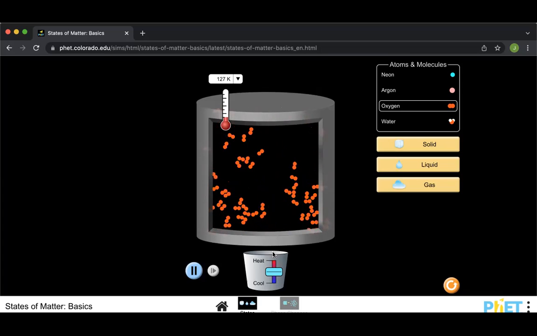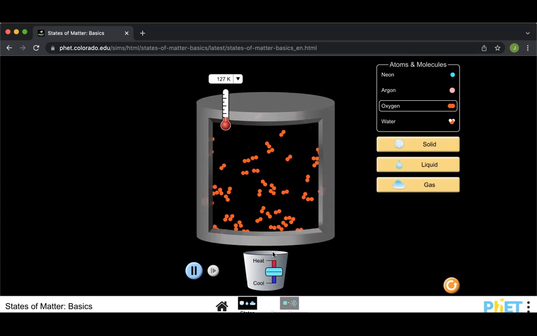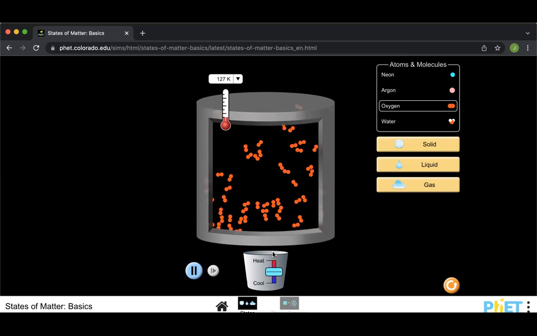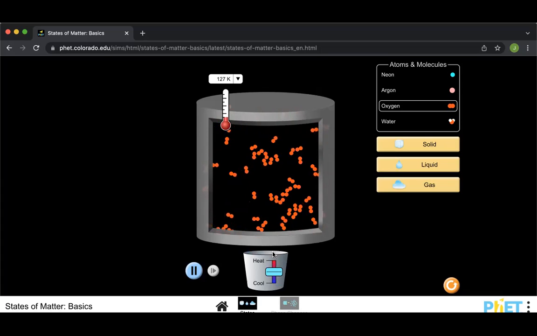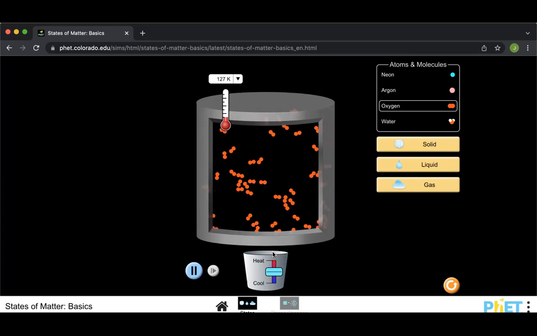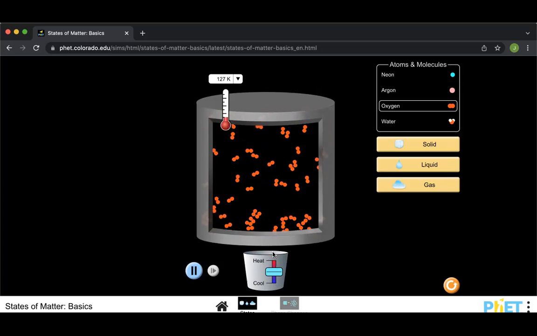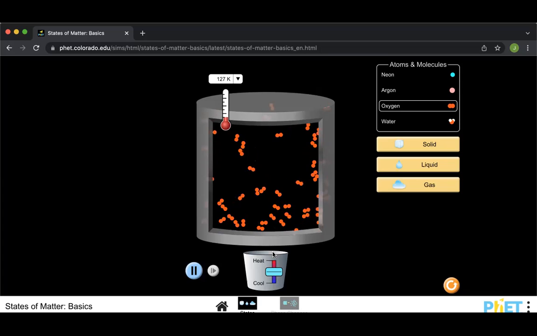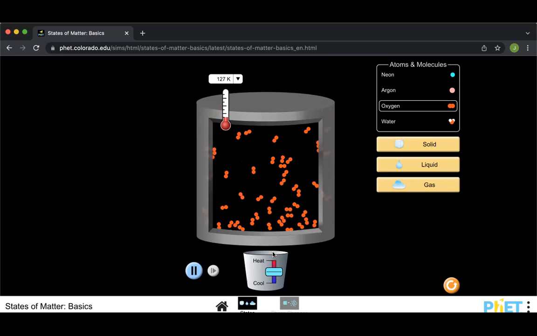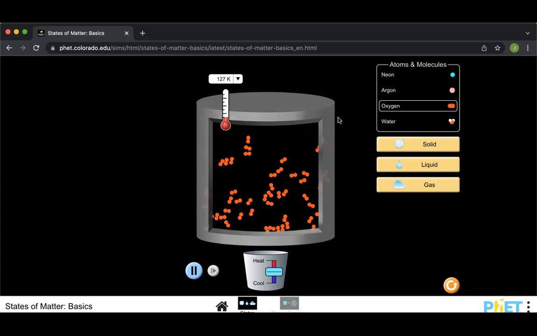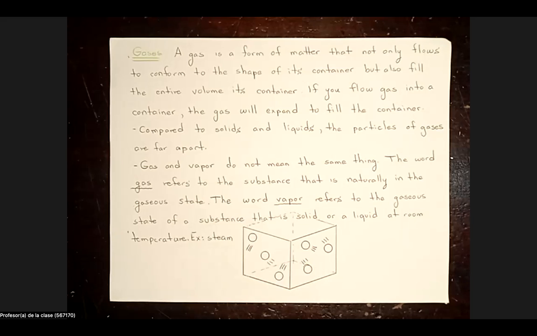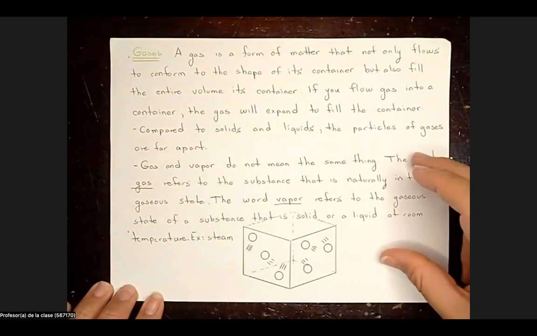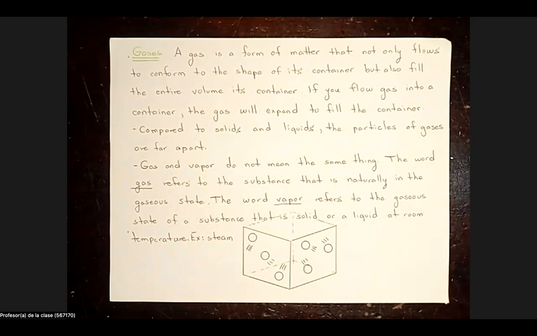Compared to solids and liquids, the particles of gases are far apart. And remember this: gas and vapor do not mean the same thing. The word gas refers to a substance that is naturally in the gaseous state. But the word vapor refers to the gaseous state of a substance that is a solid or a liquid at room temperature. That's very important. I wrote the entire paragraph here so you can remember the difference between gas and vapor.